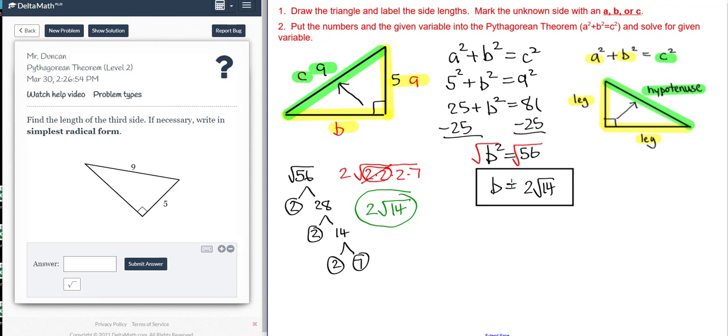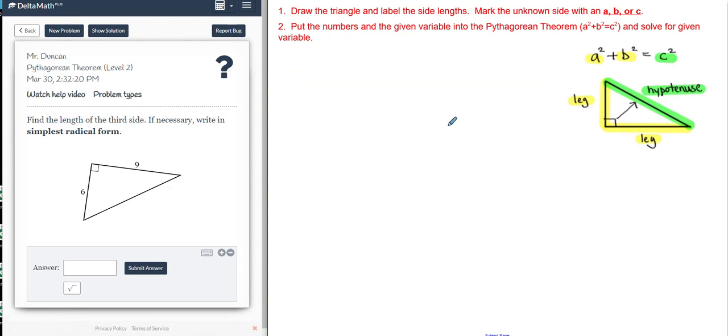So that gives you a quick review of how to use the Pythagorean theorem and how to simplify a radical. I'm going to give you another example. That one was solving for a leg, so let me go ahead and find one for finding a hypotenuse. Okay, I found one here. Find the length of the third side. If necessary, write in simplest radical form. So again, number 1, let's draw the triangle.